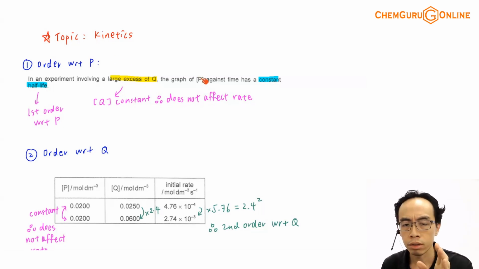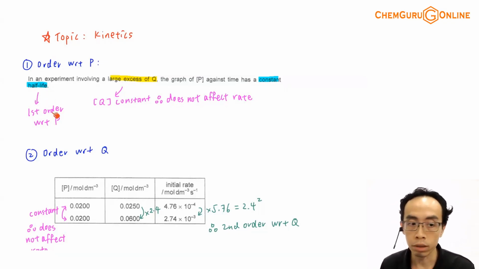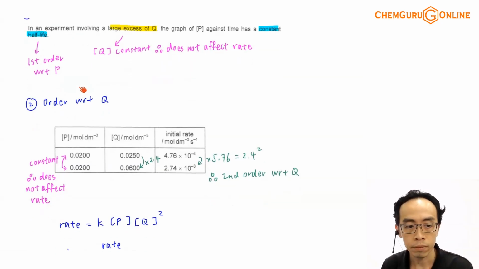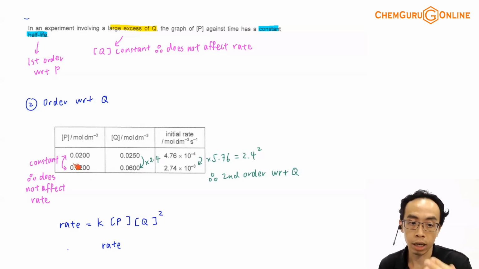So in this case, since the graph of concentration of P against time has a constant half-life, this would mean that it is first order with respect to P. So the order of the reaction with respect to P is order 1. Then next, we want to determine the order of the reaction with respect to Q using this table. I have 2 different experiments, and the concentration of P, you notice, stays the same. I keep it the same so that it doesn't affect the initial rate of the reaction.